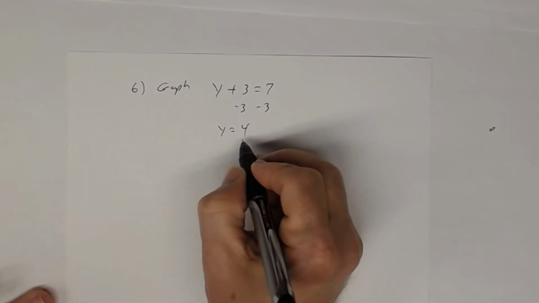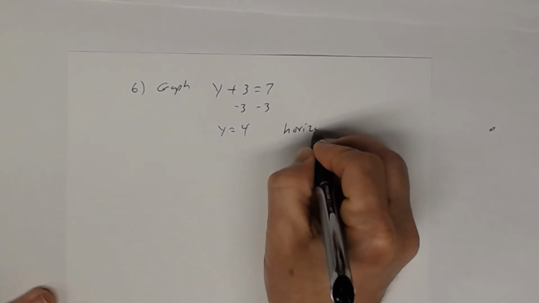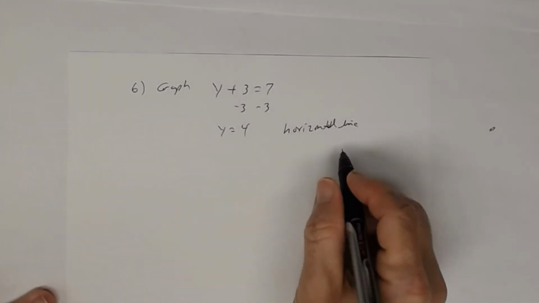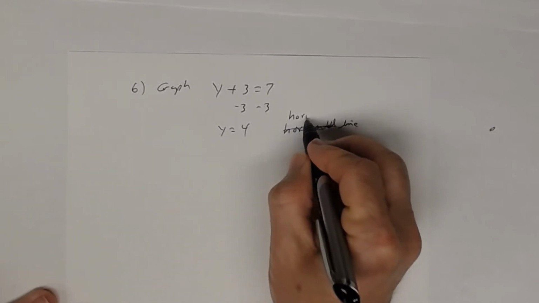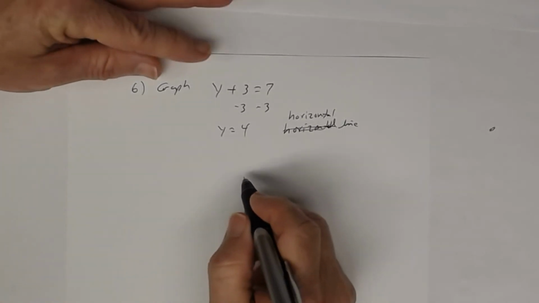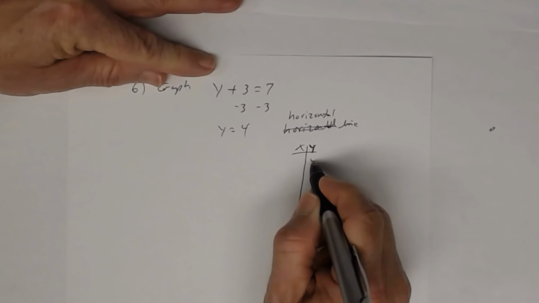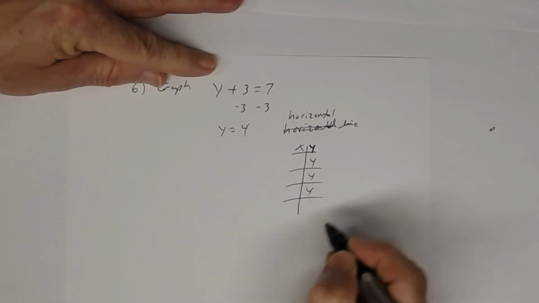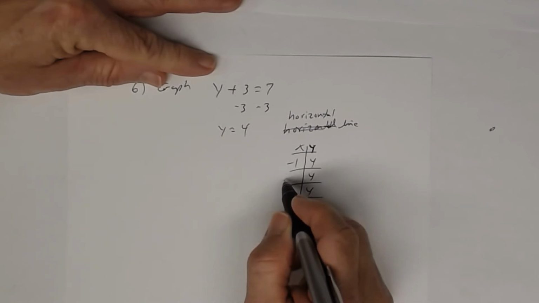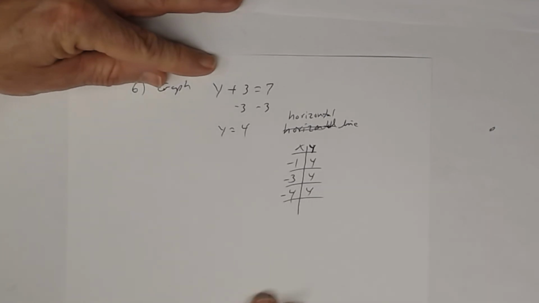So y equal 4, what kind of line is that? Is that vertical or horizontal? Very good. It's a horizontal line. Horizontal, H-O-R-I-Z-O-N-T-A-L. That's a horizontal line. And so what that means, again, is that y will always equal 4 no matter what x is. So if x is -1, y is 4. If x is -3, y is 4. If x is -4, y is 4.